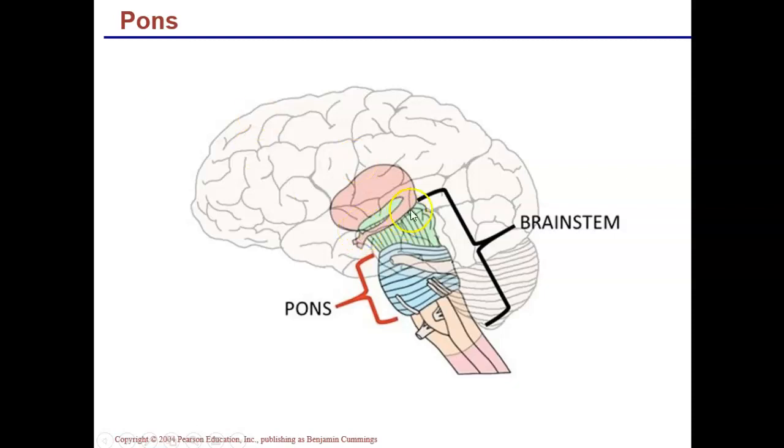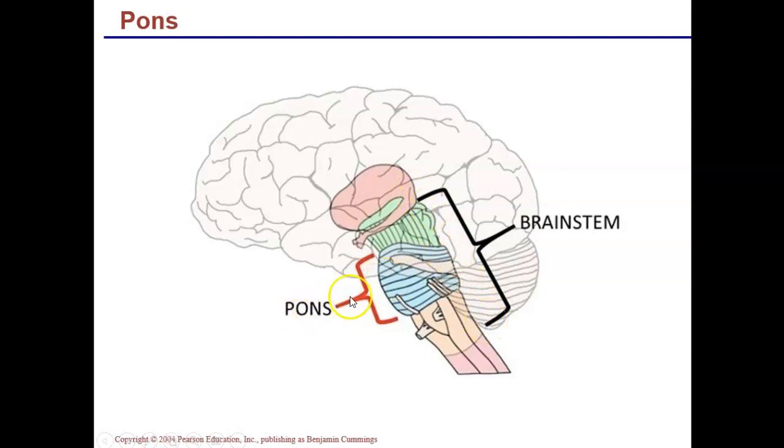So now let's get to the brain stem. So again, this was the cerebrum, the cerebellum. Then we get here to this middle portion. Most of this is going to be hidden underneath the cerebrum. So here we have the brainstem.